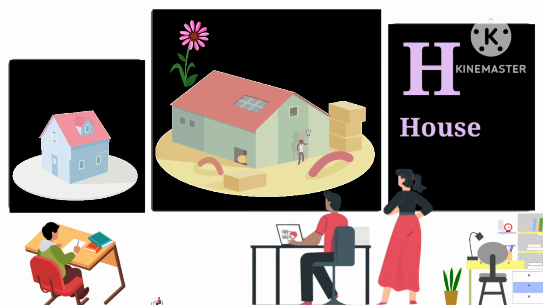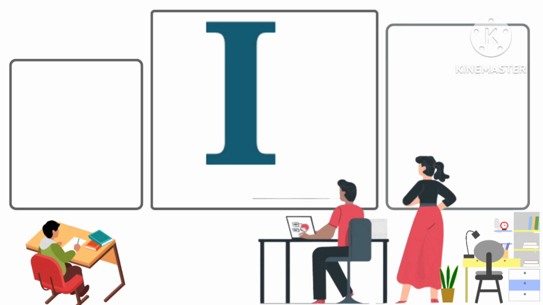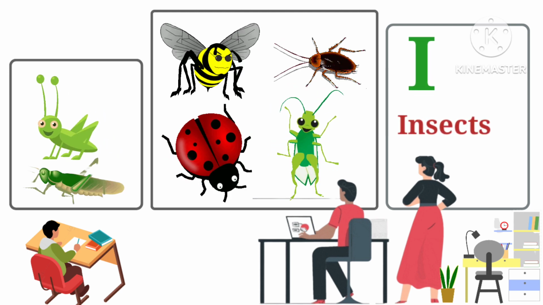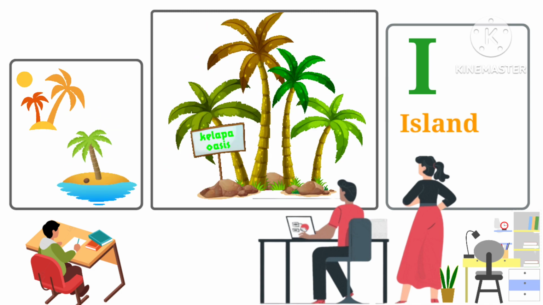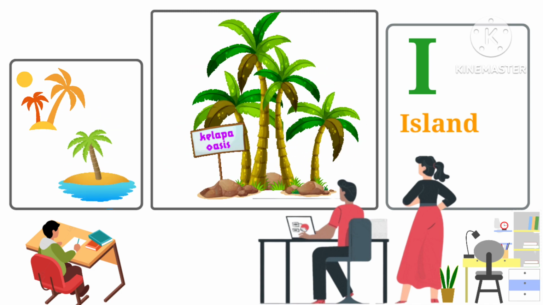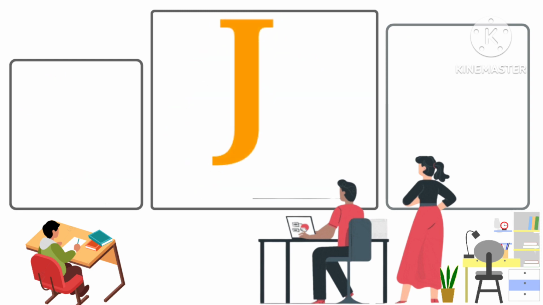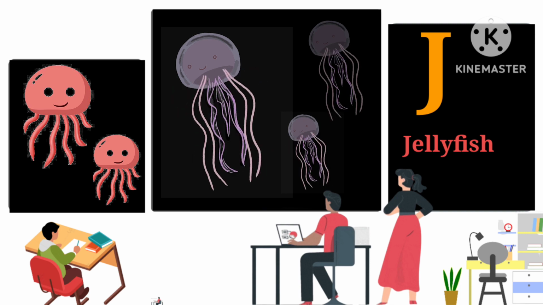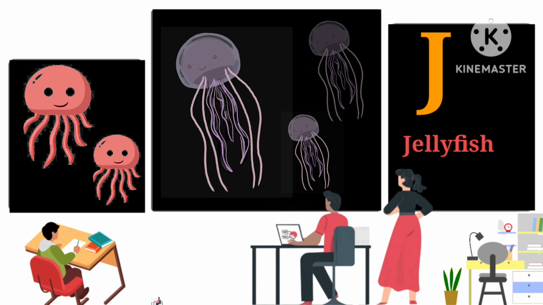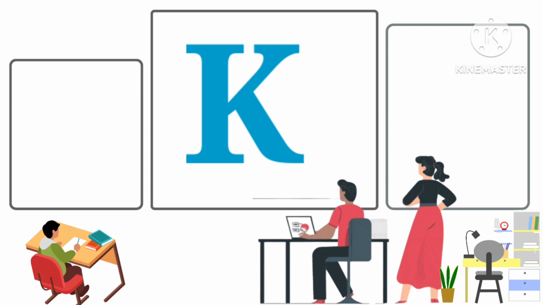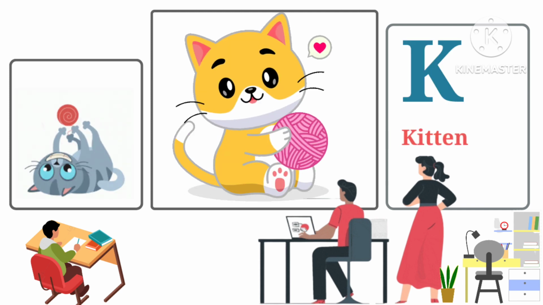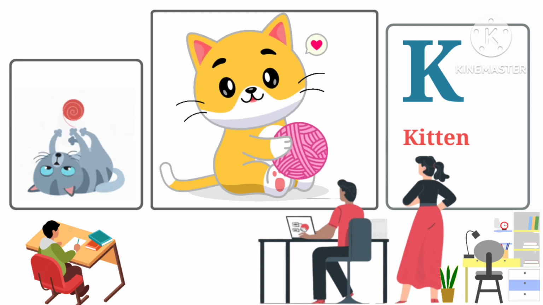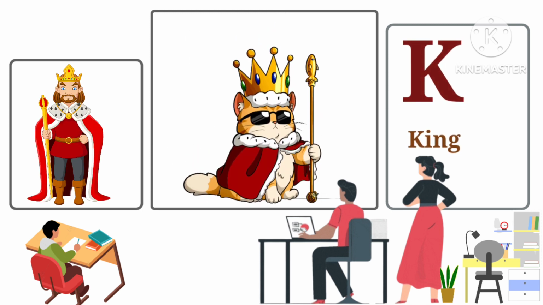H for house. I for insects. I for Iceland. J for Japanese. J for jellyfish. K for kitten. K for king.